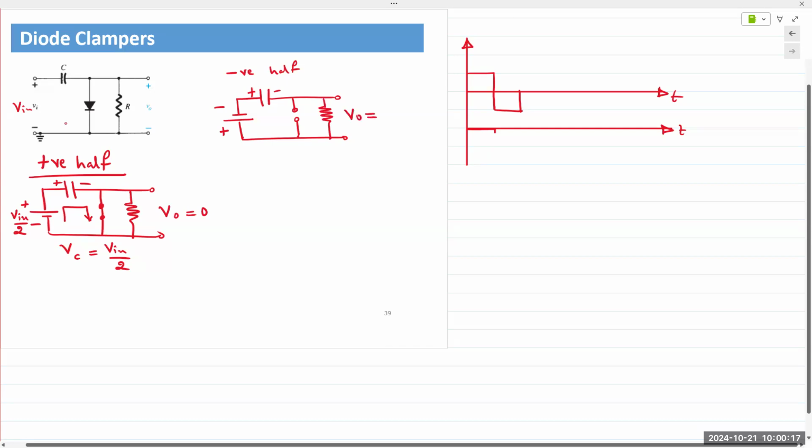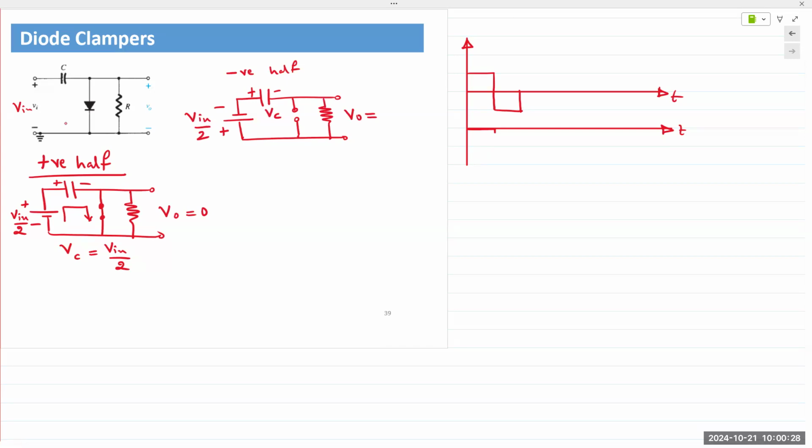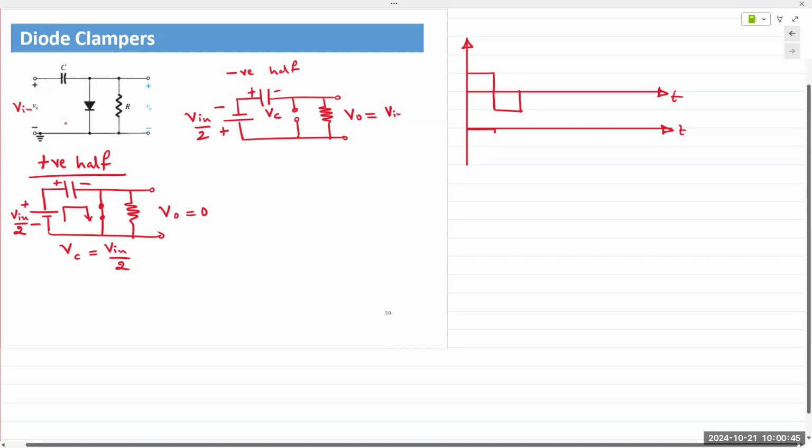What is V out? So observe the circuit, think about it. What do you think is V out? Absolutely. VC and the power supply are now in series, so it adds on to your point earlier, and you get V in by 2 plus VC. Effectively, you get V in.